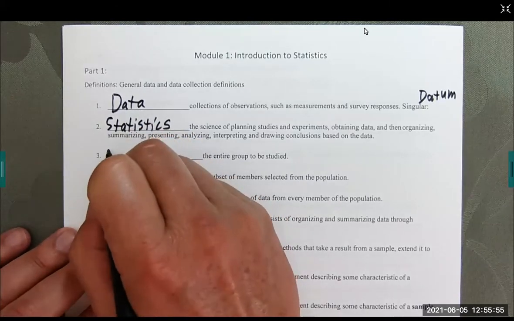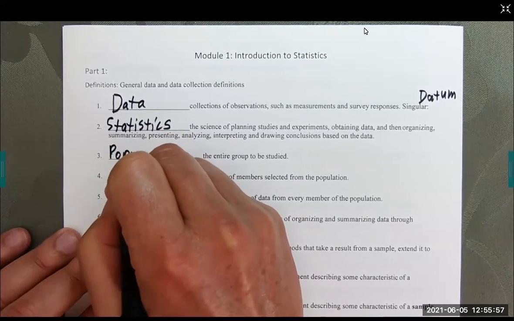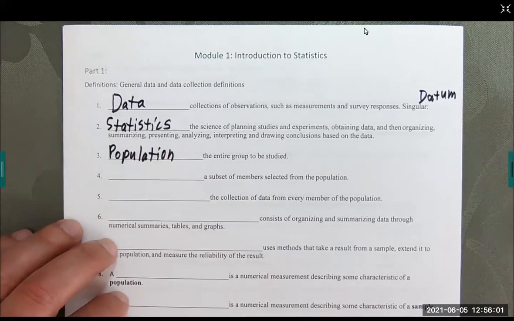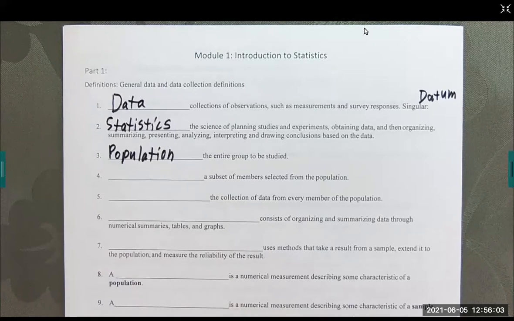Number 3, a population. A population is the entire group being studied. Most of the time we don't have access to the full population. Usually we just have access to a sample, which is going to be our next word here. But you can imagine trying to get the entire population of the United States or even the state of California or something like that. It's just not realistic, even when we get to a census, which is going to be another one of our words here in just a moment.